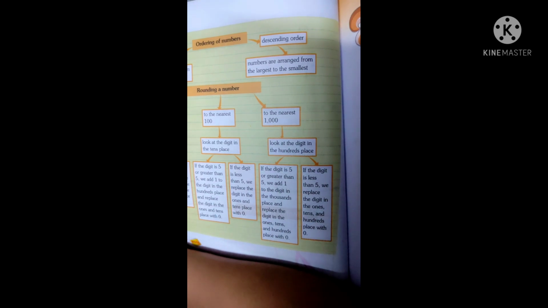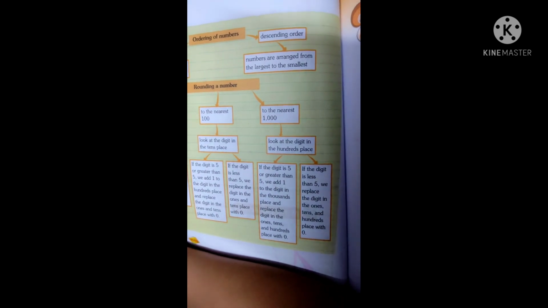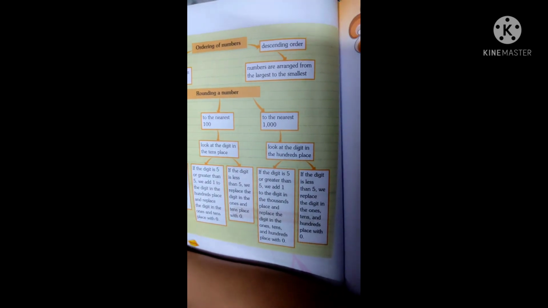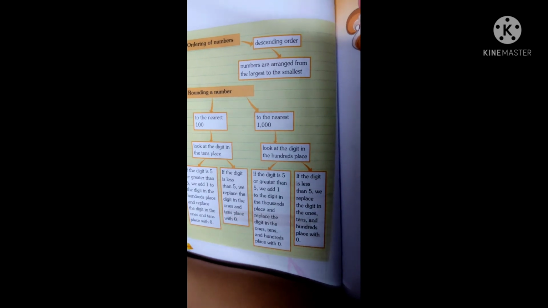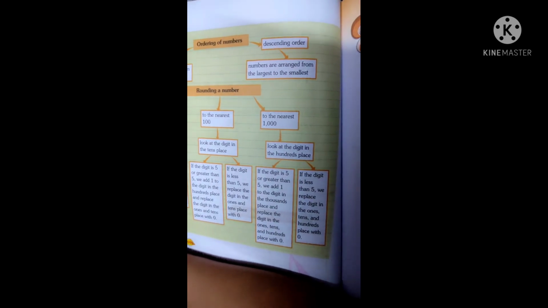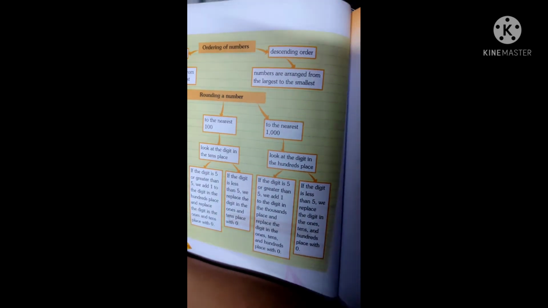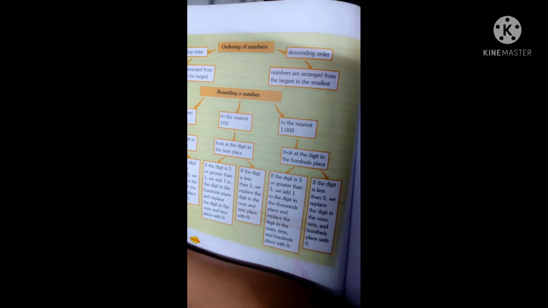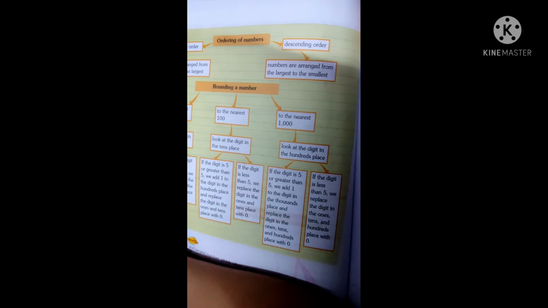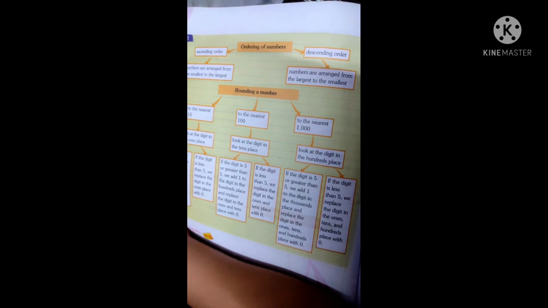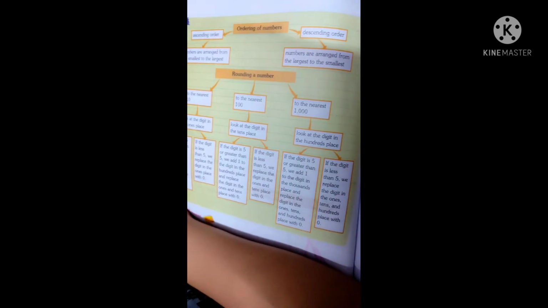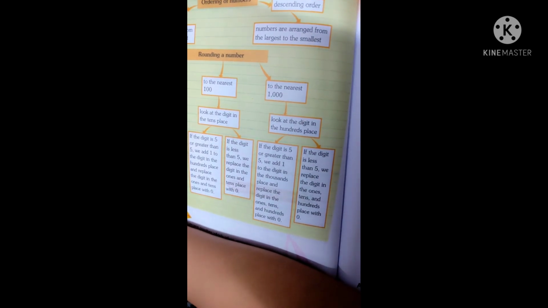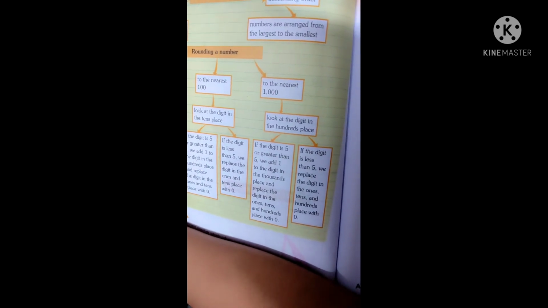Rounding a number to the nearest thousand: look at the digit in the hundreds place. If the digit is 5 or greater than 5, we add 1 to the digit in the thousands place and replace the digit in the ones, tens and hundreds place with 0. If the digit is less than 5, we replace the digit in the ones, tens and hundreds place with 0.